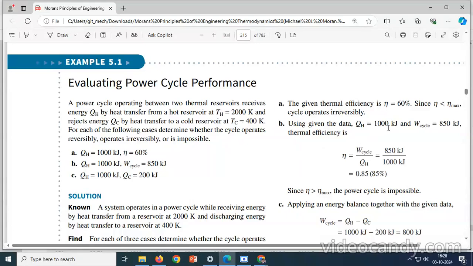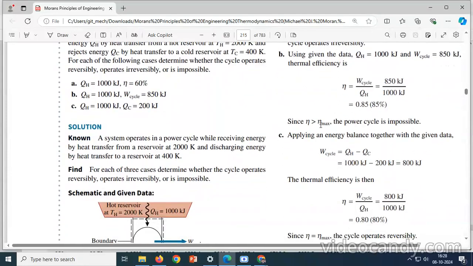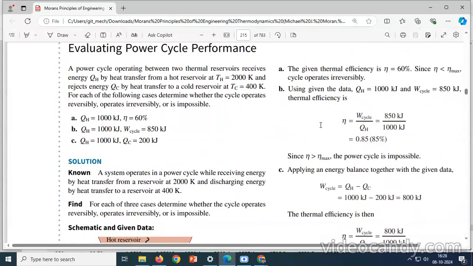Second case, you can see heat transfer is the same. Now they have given the work done. So the work done equation with respect to heat transfer: we can write efficiency is also given by the work done by the system or the cycle divided by heat transfer. They have given work done 850 and 1000, both in the same units. We are taking a ratio, so no need to convert. So again 85%. This efficiency is more than the given efficiency of the cycle. Correct? So this power cycle is impossible.